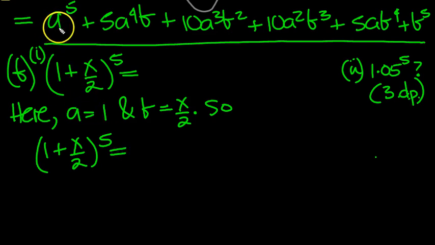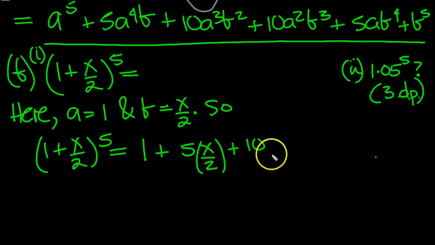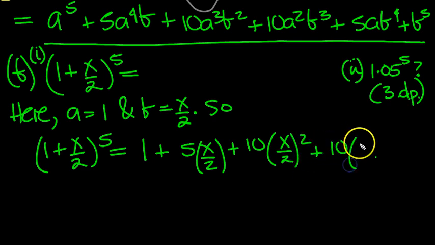All the a's are 1, so these 1 to a power are just 1's. So we can just write them down as a 1. 5 lots of 1 times b, 5b, b is x over 2. There we go. And then it's plus 10, a cubed is 1, b squared, x over 2 squared, plus 10, a squared is 1, so it's just b cubed. I think that's the first four terms, yeah? That's it.